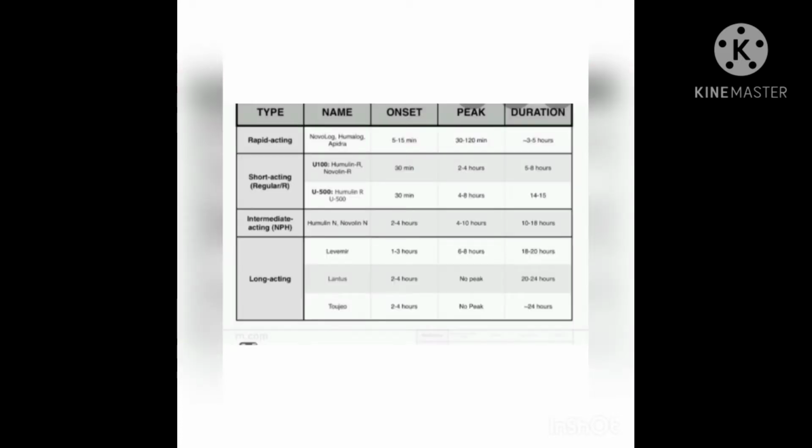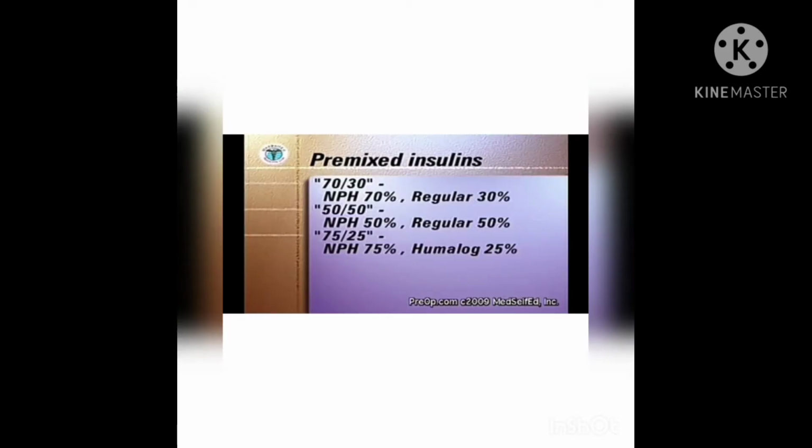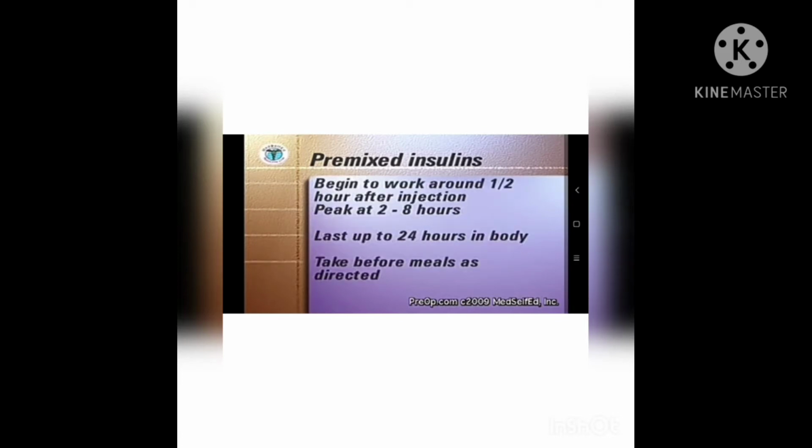Long-acting insulin. It begins to work 2 to 8 hours after injection. Its action is at its greatest at about 12 hours. It lasts around 18 to 24 hours in our body. Mixed insulin. It contains a premixed combination of either rapid acting or short acting together with intermediate acting insulin. It begins to work around half an hour after injection. It lasts up to 24 hours in our body and is taken before meals as directed.